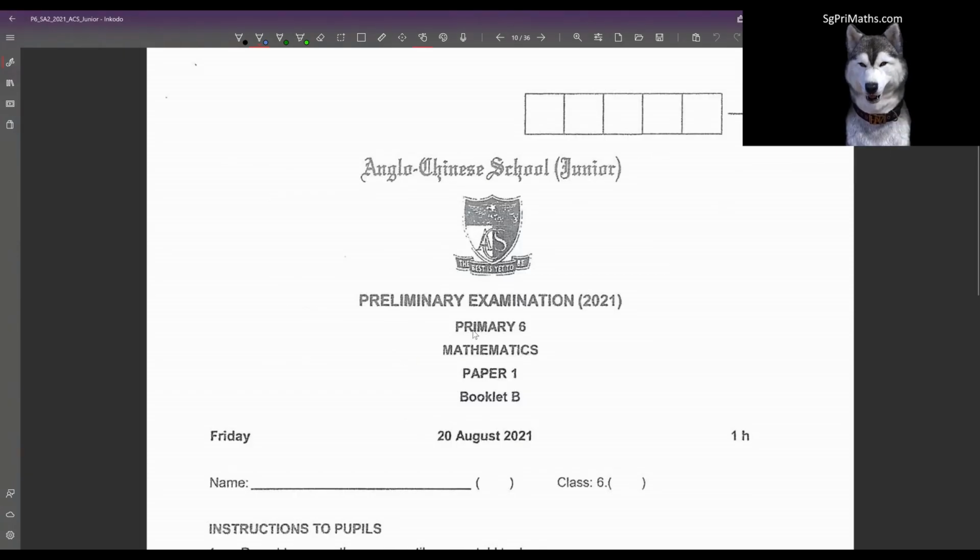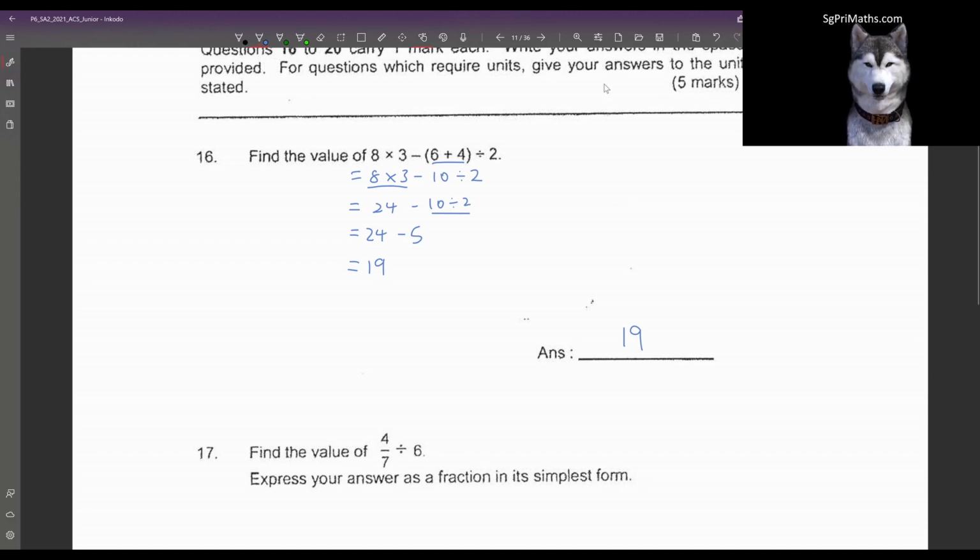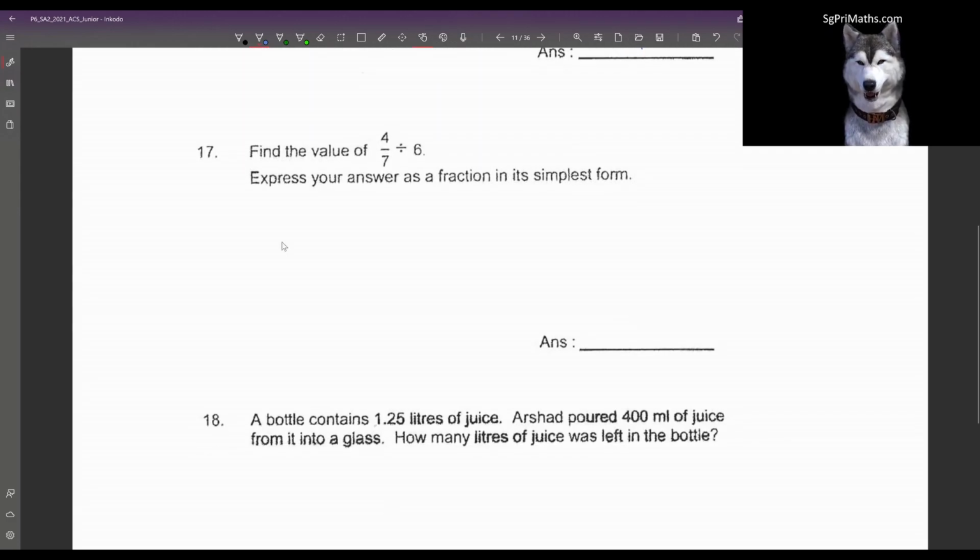Okay, let's move on to paper 1 booklet B. Question 17. Find the value of 4 over 7 divided by 6. Express your answer as a fraction in its simplest form. So 4 over 7 divided by 6 equals 4 over 7 multiplied by 1 over 6, just switch the 6 underneath. Can reduce it. So on top is 2, 2 times 1 is 2, 7 times 3 is 21. This is the simplest form.